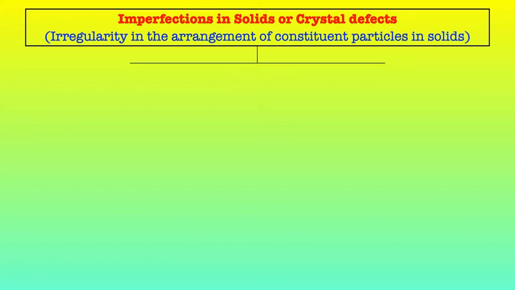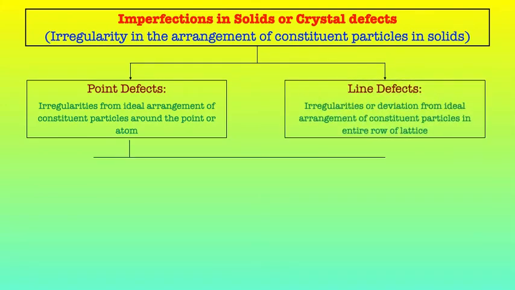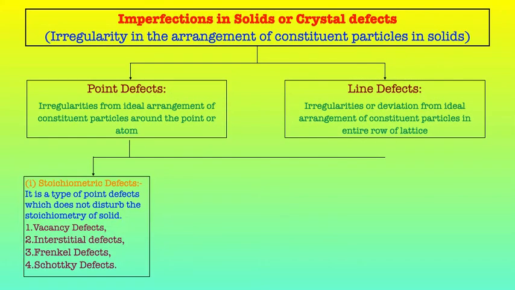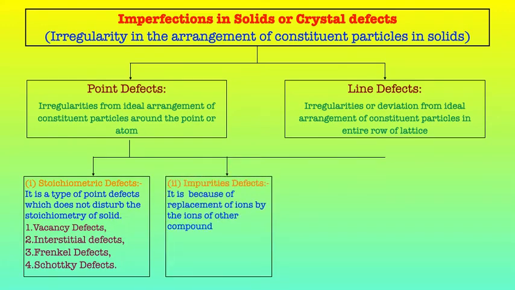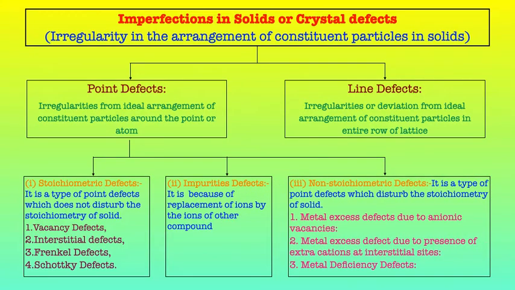We have already studied point defect and line defect, and there is only point defect in our syllabus. Stoichiometric defect and impurity defect are already completed. Today we are going to discuss non-stoichiometric defect. It is a type of point defect which disturbs the stoichiometry of the solid. It is of three types: metal excess defect due to anion vacancies, metal excess defect due to the presence of extra cations at interstitial sites, and metal deficiency defects.